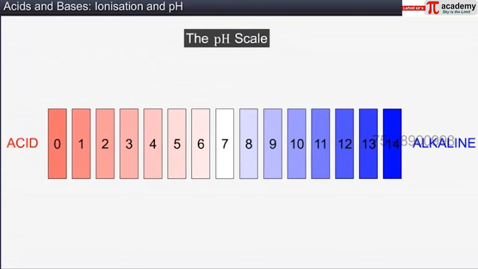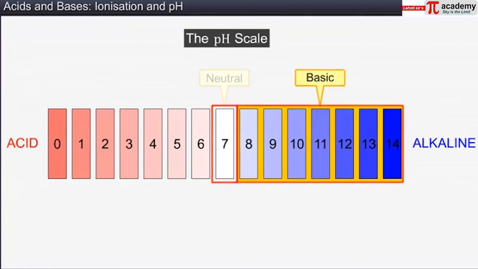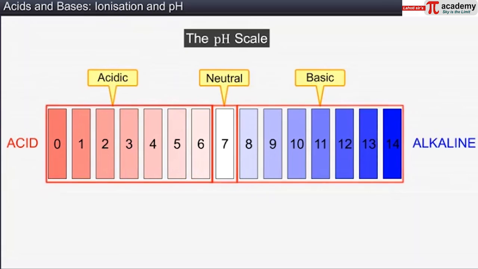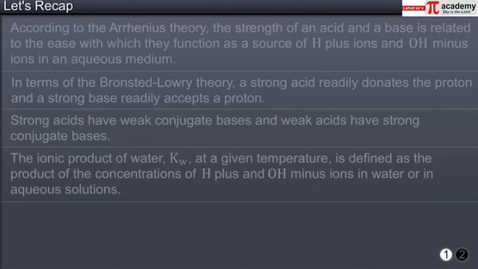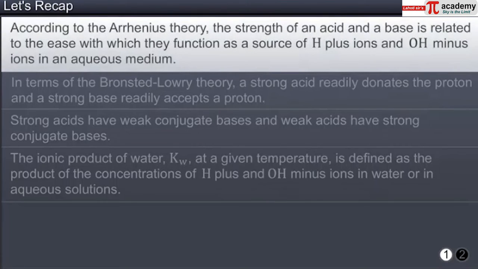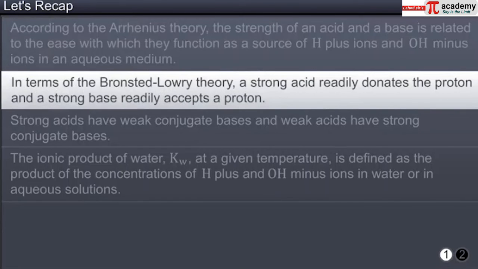Based on the pKw value, the pH scale has markings from 1 to 14, and the nature of a solution as neutral, basic or acidic is determined depending on its value on this scale. This brings you to the end of this module. In this module, you learned that according to the Arrhenius theory, the strength of an acid and a base is related to the ease with which they function as a source of H+ ions and OH- ions in an aqueous medium. In terms of the Bronsted-Lowry theory, a strong acid readily donates a proton and a strong base readily accepts a proton.